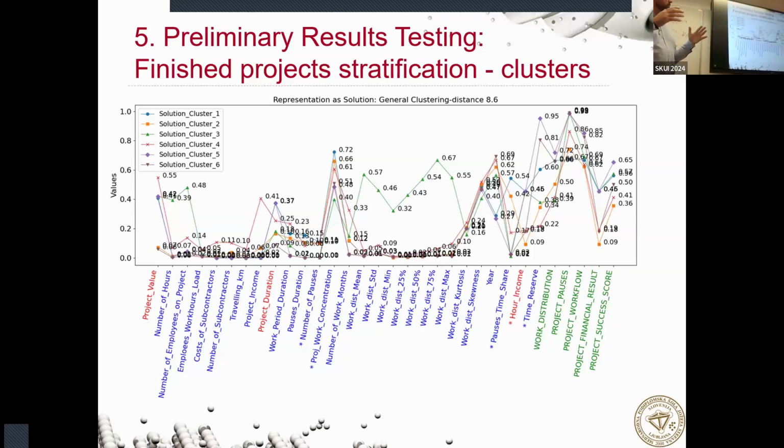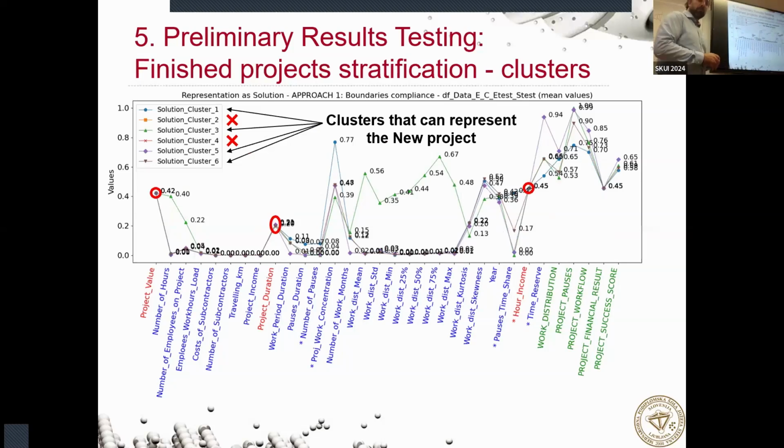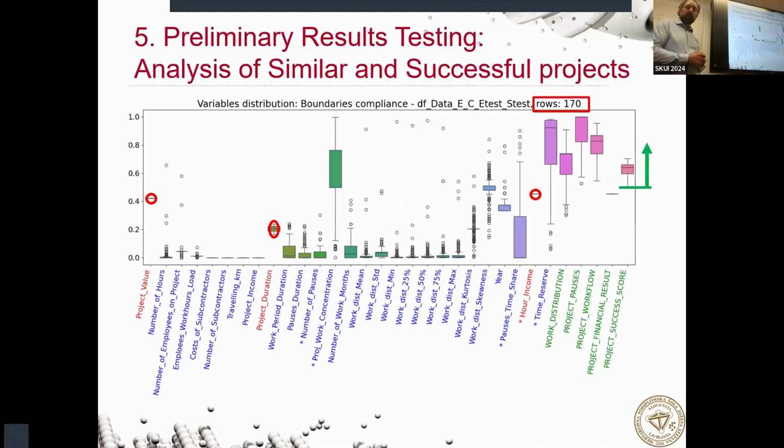What can we do with this evaluated finished project in the database? We can do clustering. And here you can see clusters. These are mean values of each cluster. Here are the variables. In this case, we obtained 6 clusters, and these clusters already tell us a lot about the projects we have in the database. But of course, not all the clusters are relevant to our new project. So here we have some boundaries, and we can see that only 4 clusters can be related to our new project from the database of evaluated finished projects.